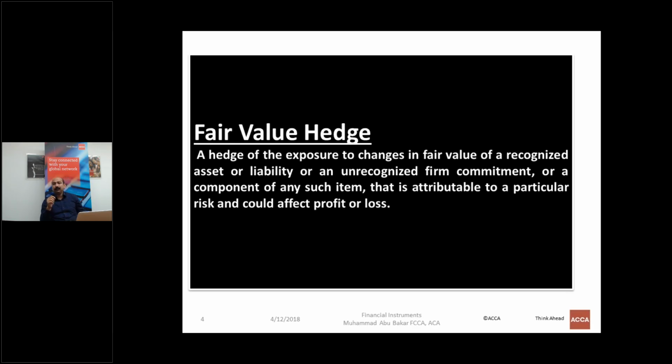When you want to hedge something which is fixed, this is your fair value hedge.